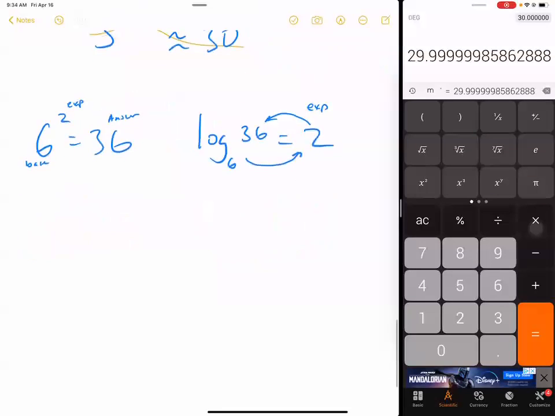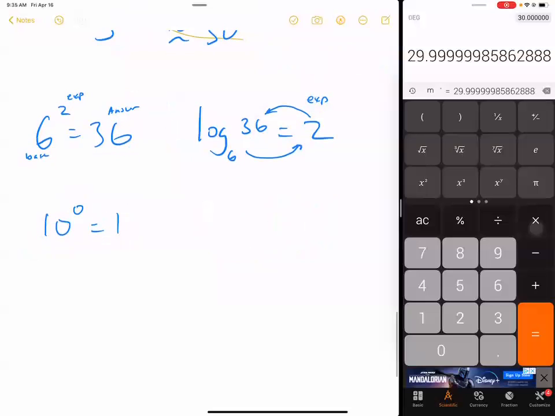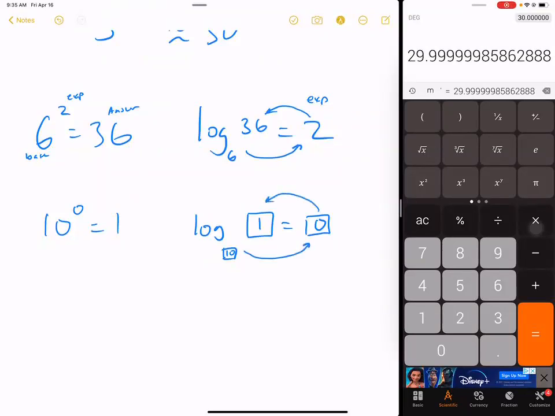Circle of logs. What if I give you something weird? 10 to the 0 power equals 1. Let's write this as a log. Log, base, answer, exponent, right? These are the parts that we have to fill out. The base here is 10. What's the exponent? The exponent is 0. And our answer is 1. Is this true? 10 to the 0 power is 1.